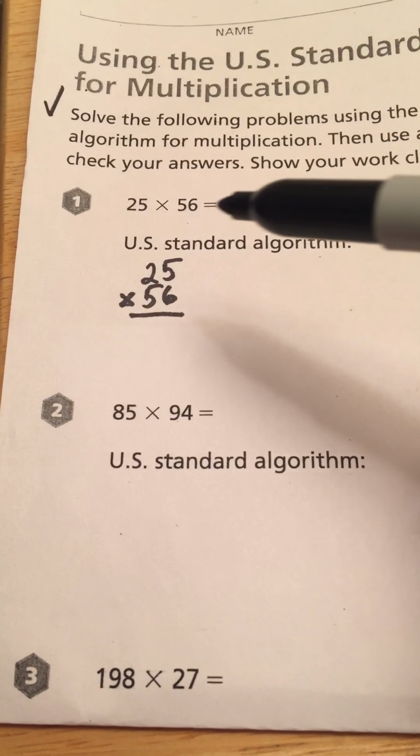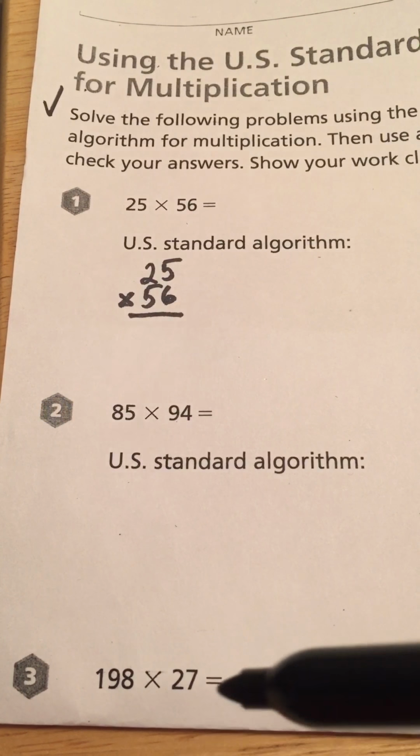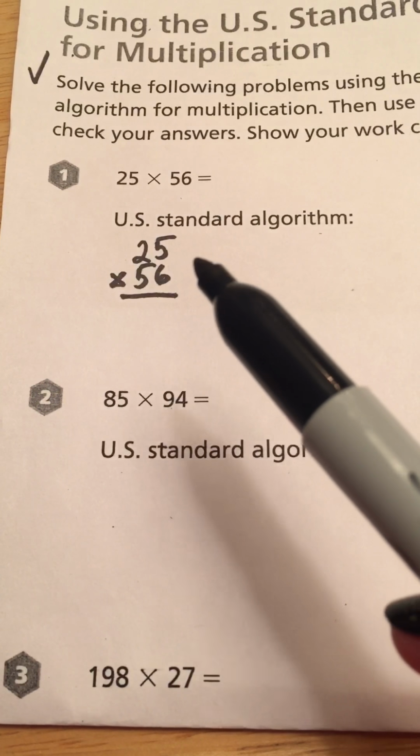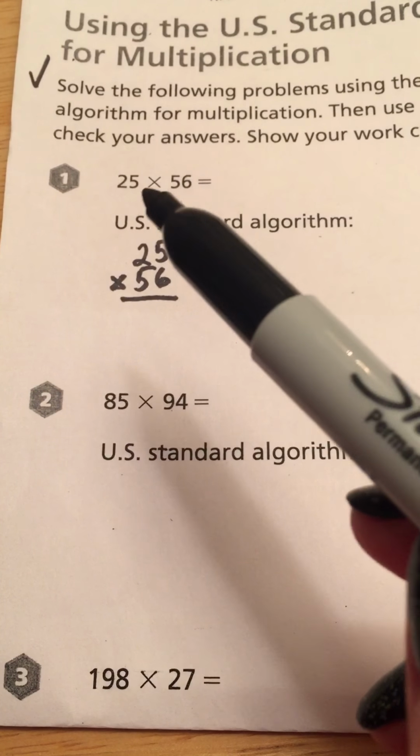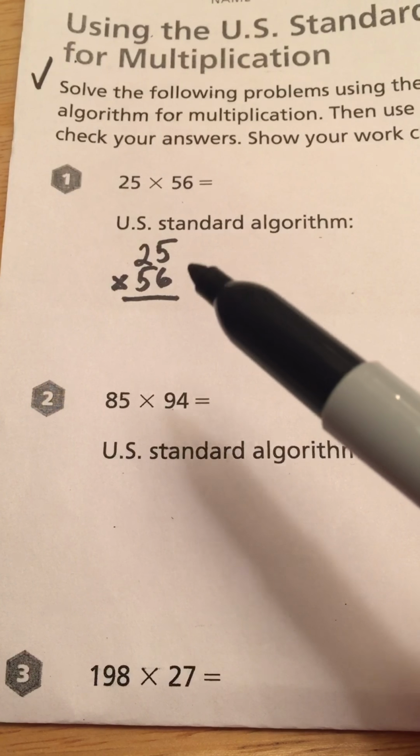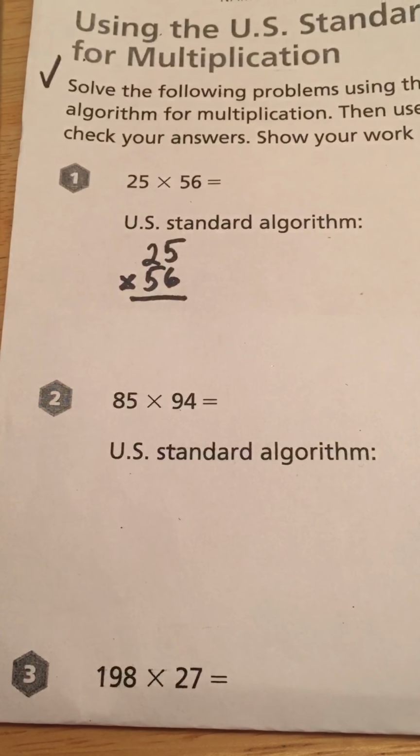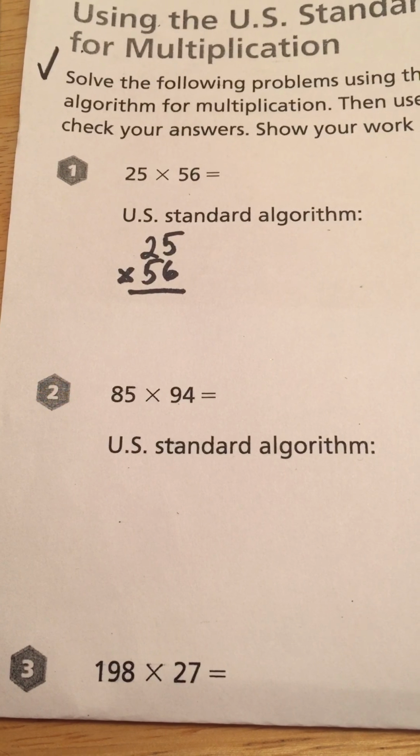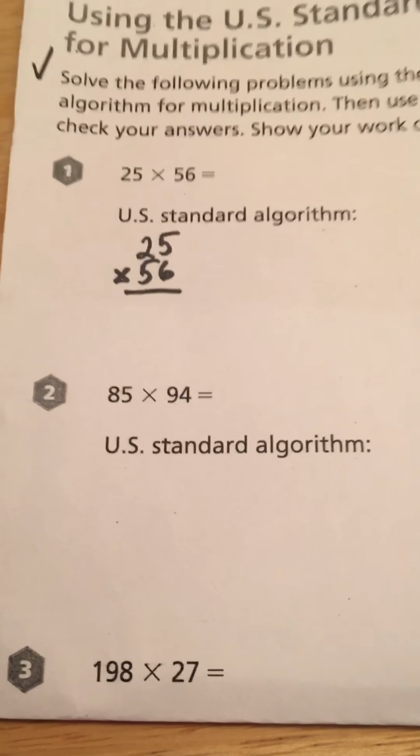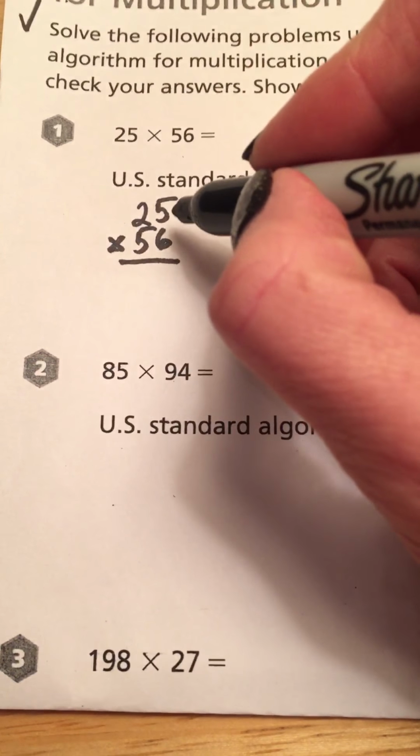because you are asked to answer 3 questions using the standard algorithm, I'm going to review the first one with you. It's 25 times 56, and I've just written it here vertically because it's easier to solve a problem using this method when it's written this way. So let's start out with multiplying.